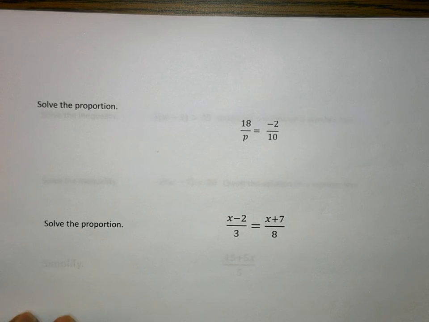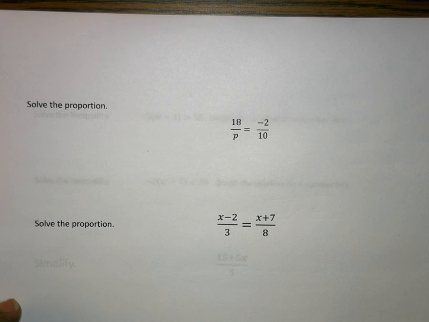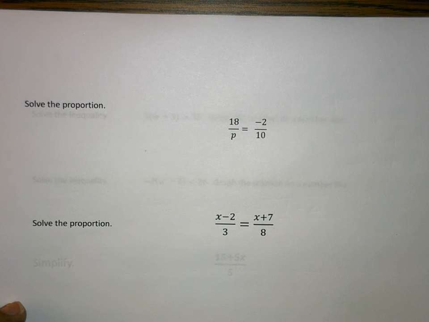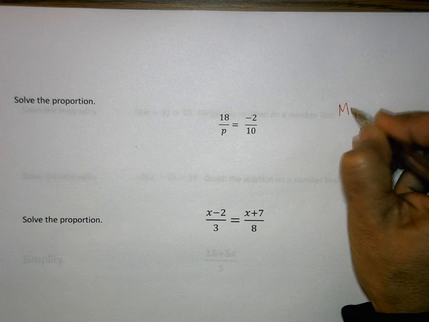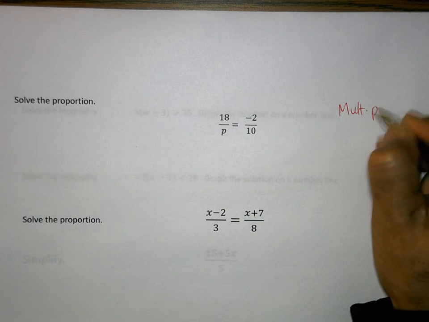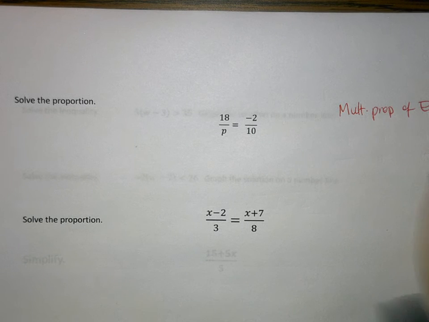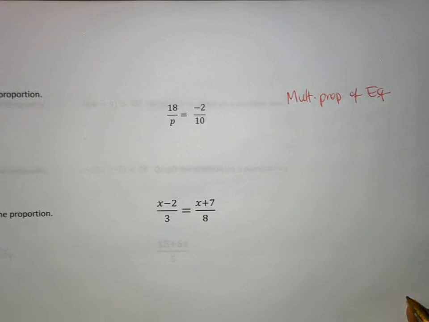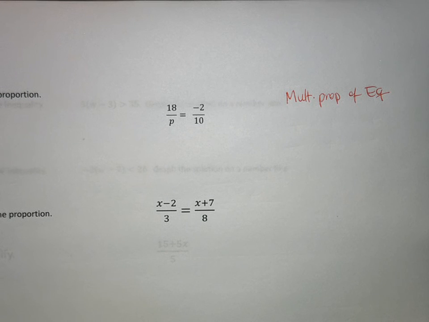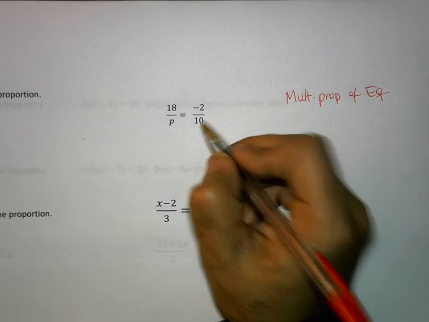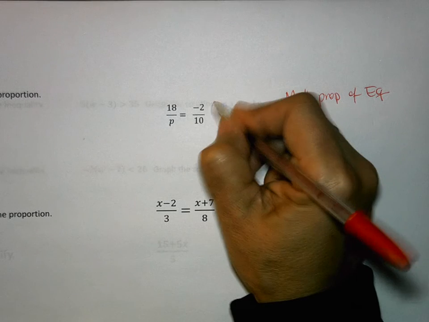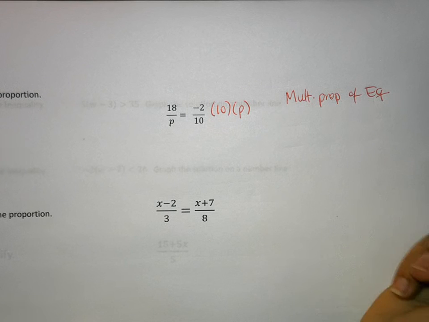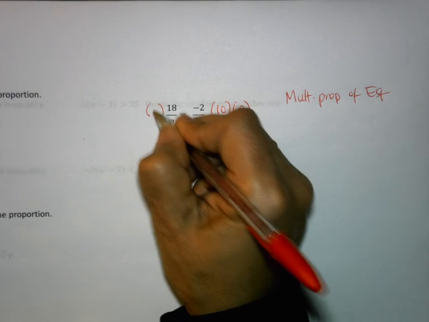Then I want to work on proportion. When we don't tell you what method to use, you can use any method you want. So over here, I'm going to use the multiplication property of equality. Next one, I will use the cross product. Okay, I see the two denominators, 10 and p. I want to get rid of both. So I'm going to multiply here by 10 and also by p. And on this side, I got to do the same thing by p and by 10.